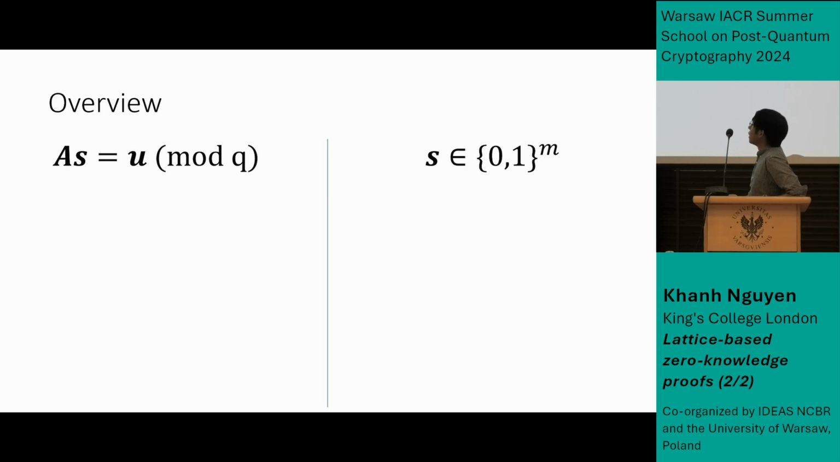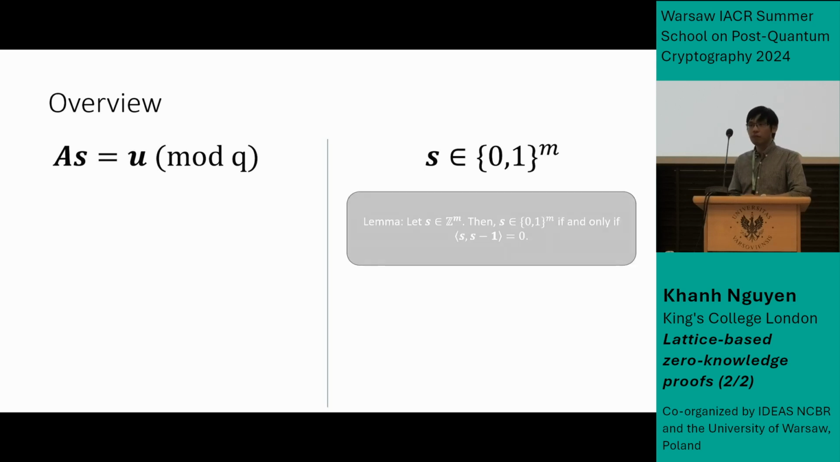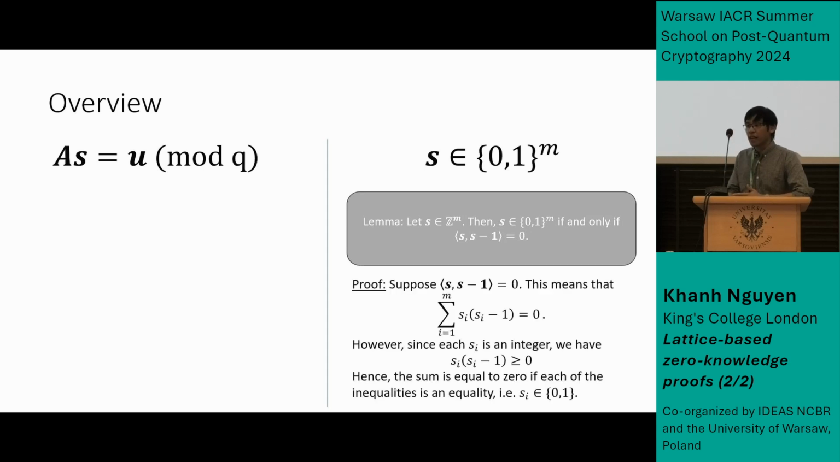Okay. So I discussed the main goal, right? So the main goal consists of 2 parts. AS is equal to U mod Q, and S is binary. So let me just focus on the second part for now. How to prove that it's binary? What we will do is that we will show that proving binary is the same as proving inner products over integers. Okay, so we have this very simple lemma, which says that if we have a vector which is over integers, then it's binary if and only if the inner product of S and S minus the 1 vector is equal to 0 over integers.